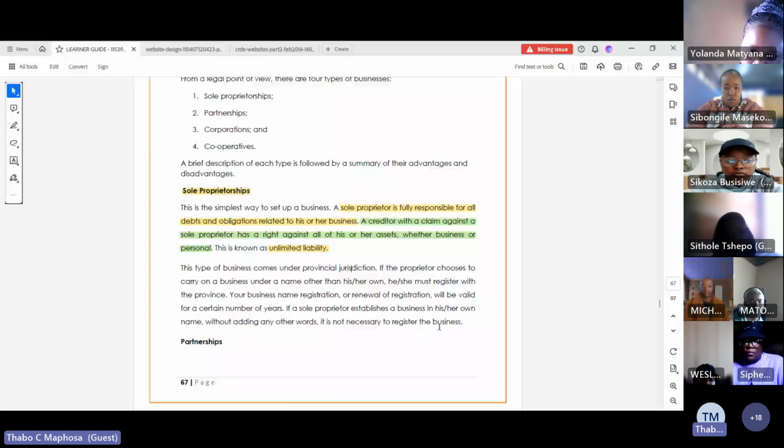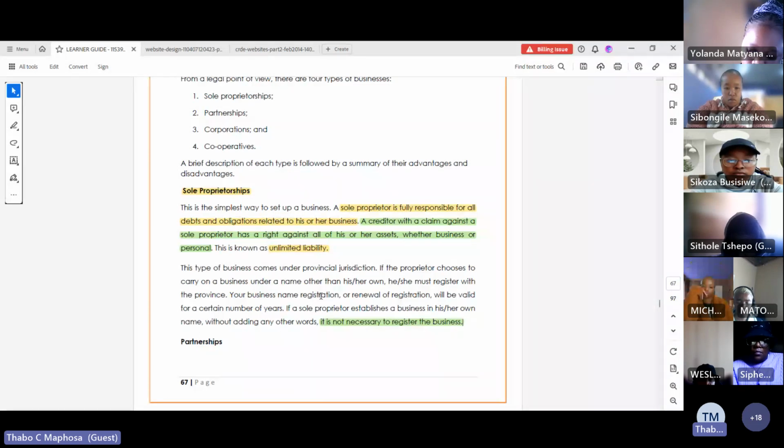You notice here, you don't really need to register this business with CIPRO or anything, as long as you're operating under your name. Let's say your name is, like Busisiwe Khoza, for instance. And then you decide to run your business as Busisiwe Khoza. Necessarily, you don't need to register that business because that is a sole proprietorship.